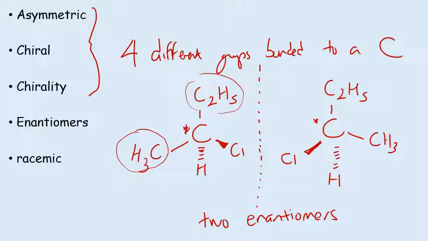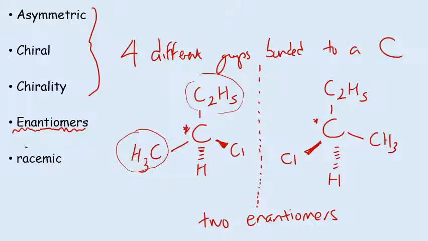We've got 2 different enantiomers. We don't need to go a step further and name them. We do need to know how to distinguish between them, but that'll come up on a later slide. So the enantiomers, that's the name given to the 2 isomers as a result of the chiral carbon.